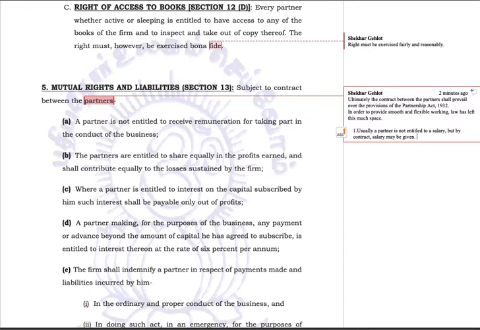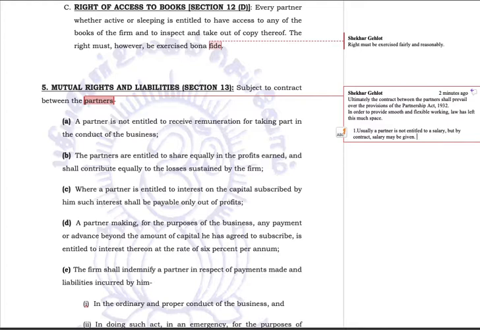That's it, not salary. The partners are entitled to share equally in the profits earned and shall contribute equally to the losses sustained by the firm. That partners are entitled to share equally, okay, but usually the share is always changing depending upon the contribution. When a partnership comes into picture, all people pool in their assets.